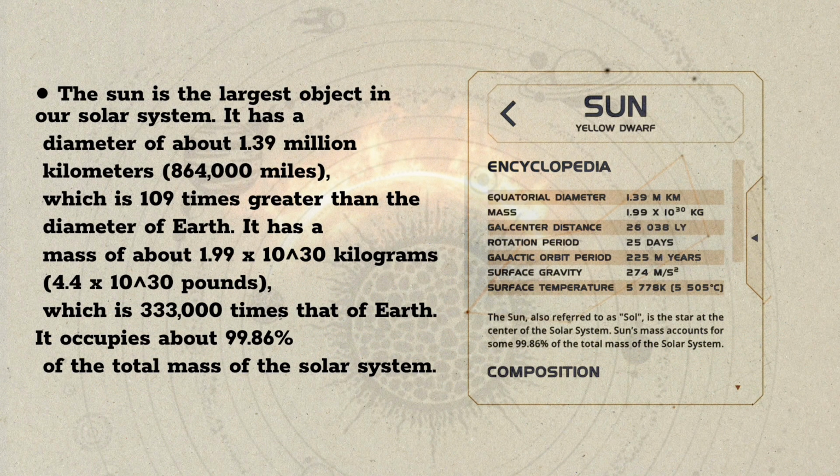It has a diameter of about 1.39 million kilometers, 864,000 miles, which is 109 times greater than the diameter of Earth. It has a mass of about 1.99 times 10 to the 30 kilograms, 4.4 times 10 to the 30 pounds, which is 333,000 times that of Earth. It occupies about 99.86% of the total mass of the solar system.